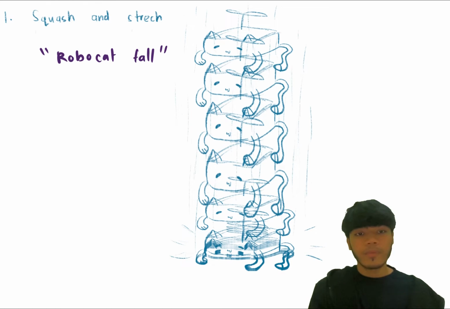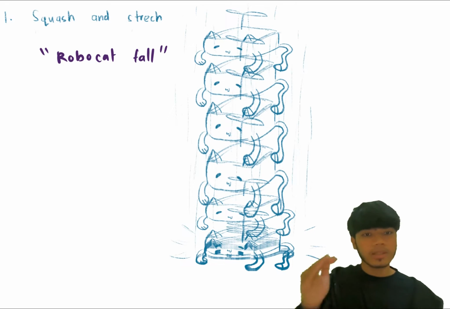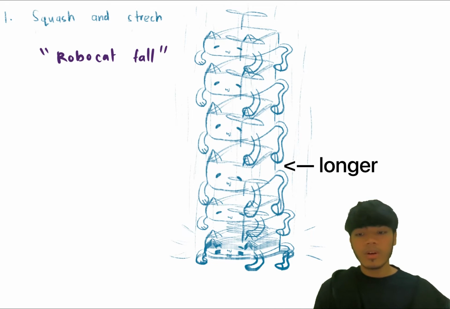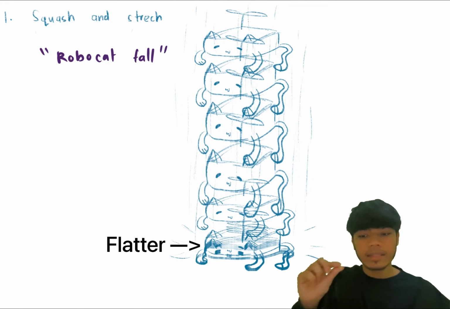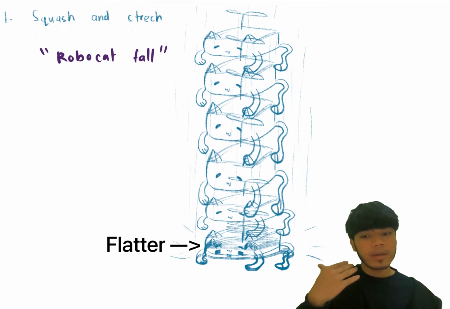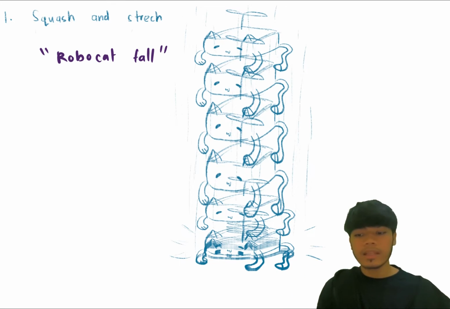So let's start with the 12 principles of animation that I applied to my character. First of all, I would like to start with squash and stretch. I made this robot cat fall, and it looks like my robot cat is bouncing. If you look at the middle of my drawings, I made it longer to emphasize his speed, momentum, weight, and mass. At the end of my drawings, I made it flatter to emphasize his speed, momentum, weight, and mass. So it looks like my Robocat is bouncing.